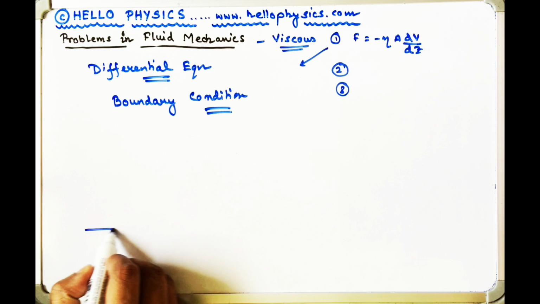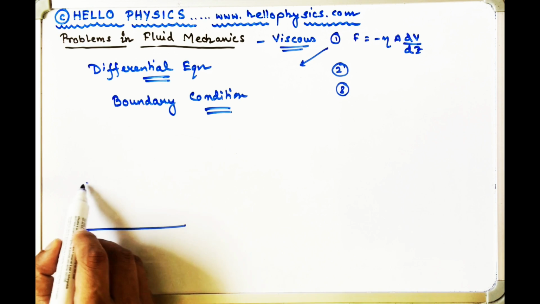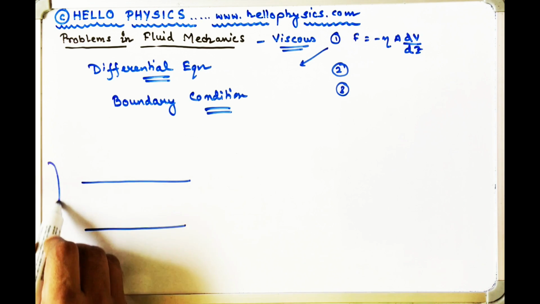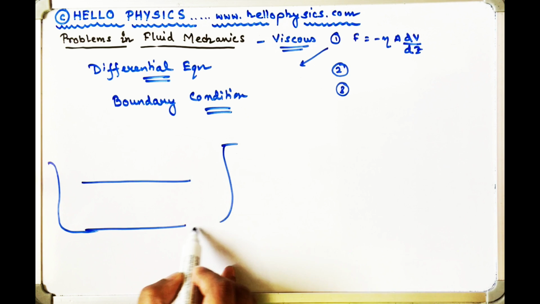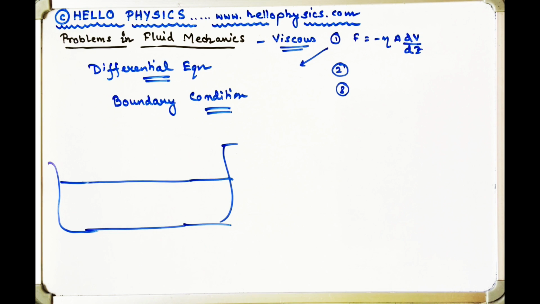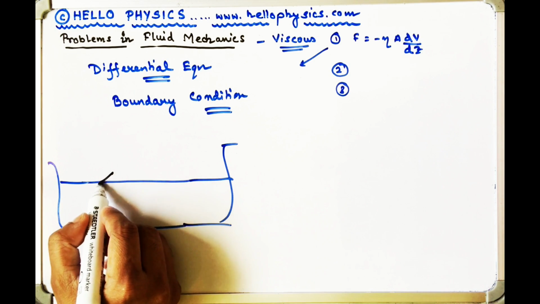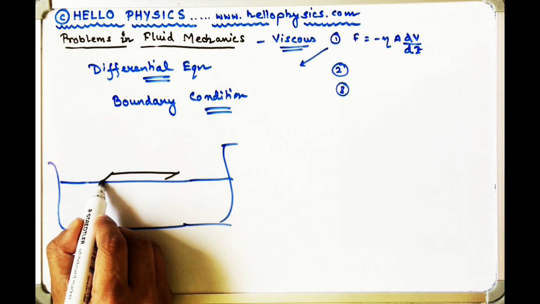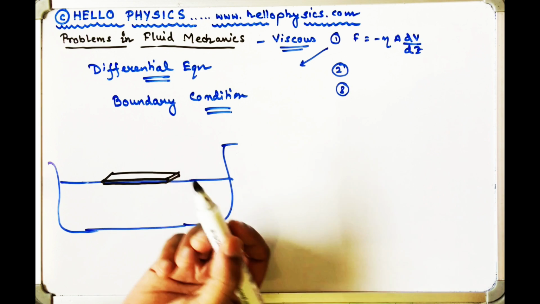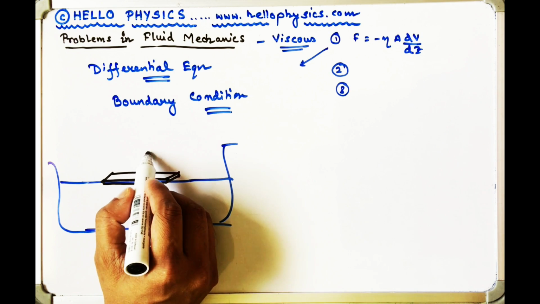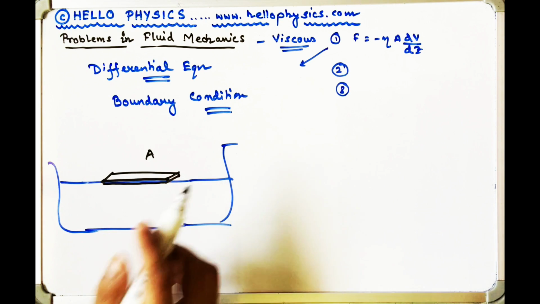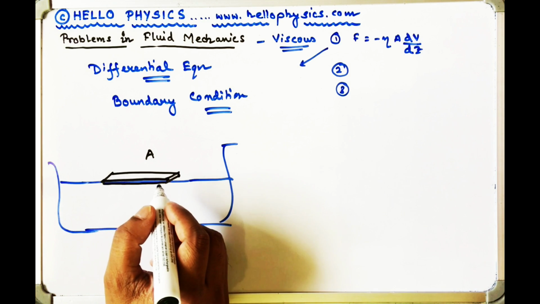Let's say there is a fluid, which is kept somewhere. Let's say this is a long container and the fluid is kept in it. Now what is done is a flat board, you can say, of a certain cross-sectional area, let's say cross-sectional area equals A, is moved on the surface of this fluid.